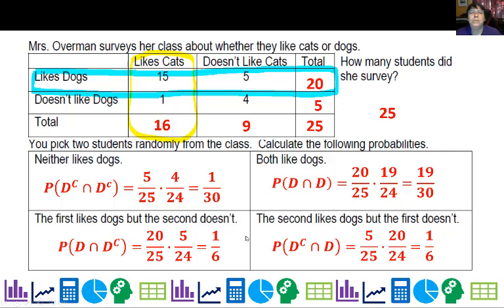So if I'm surveying students, how many students might like dogs if I'm picking 2 students? Well, I could have up to both of them like dogs. I could just have one of them like dogs, or 0. So we're going to get to a probability model.